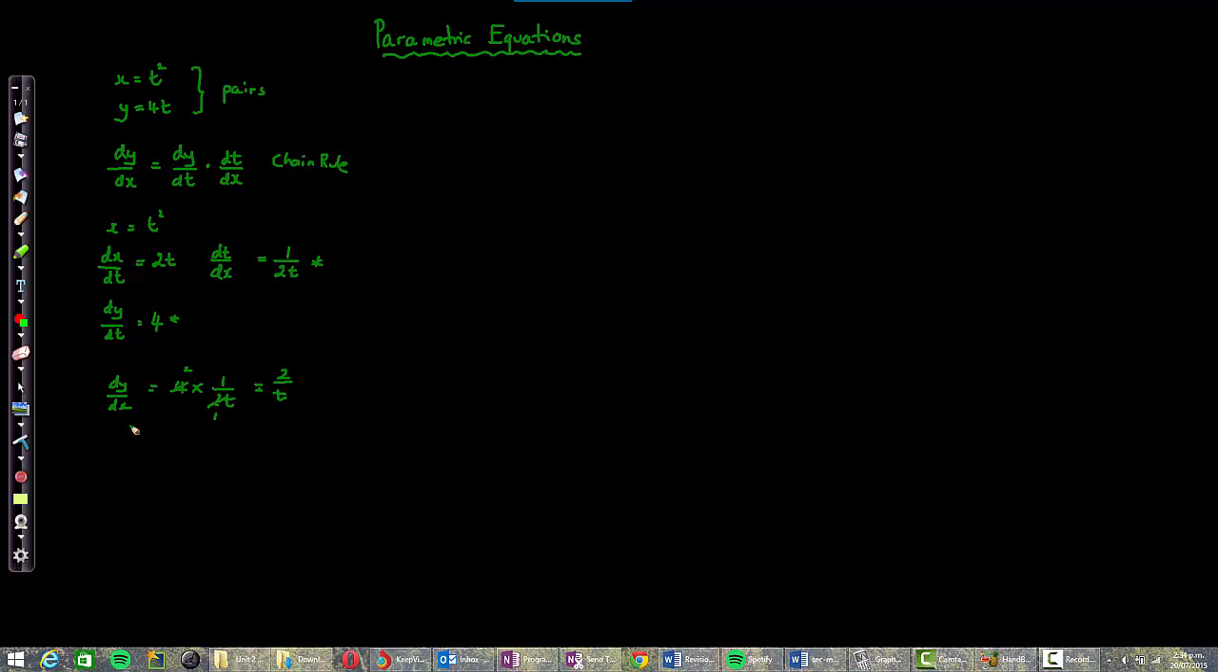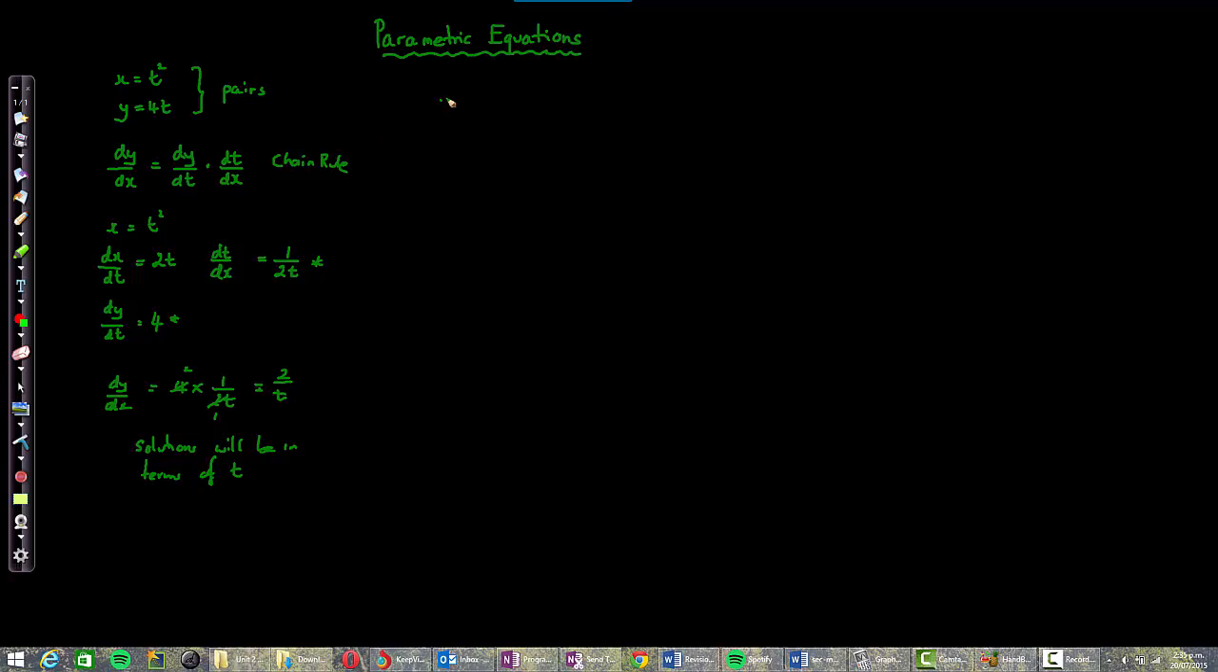So notice that with these parametric equations, the solution is in terms of t, even though we are finding dy over dx. Okay, so solutions will be in terms of t. And don't be surprised about that, that's perfectly okay.